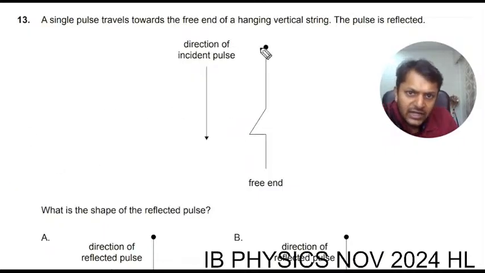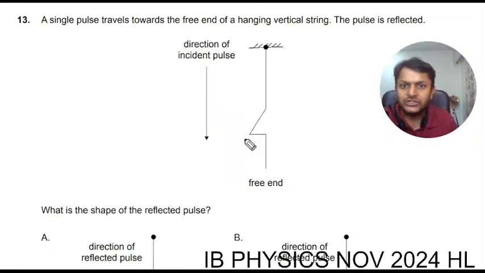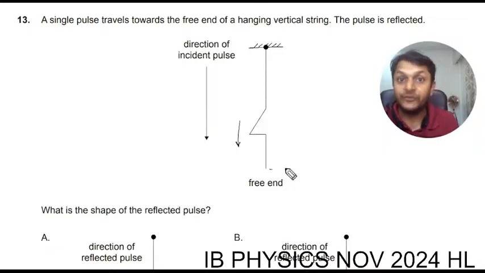We can see this is the rigid support, and from this rigid support the pulse is moving downwards. So this is going downwards, and this is the free end, and at this free end it is getting reflected. So you have to find how it is going to be reflected. So what are the principles that we use when we do questions on the reflection of a wave? This topic is from topic C3, so you can go into details if you want to refer to that.